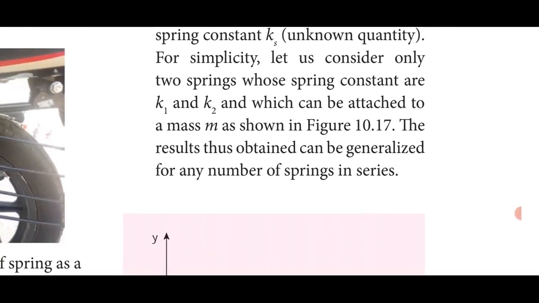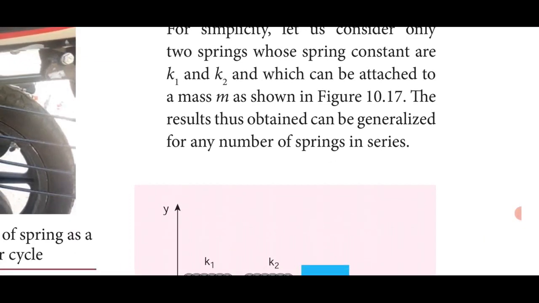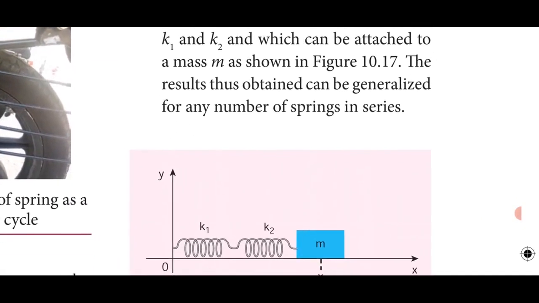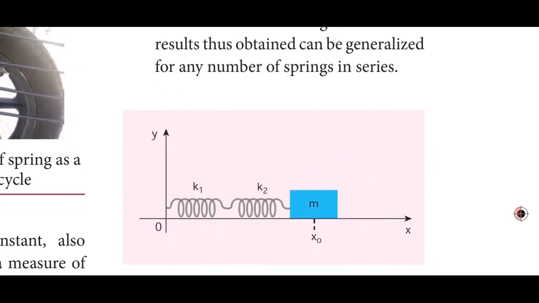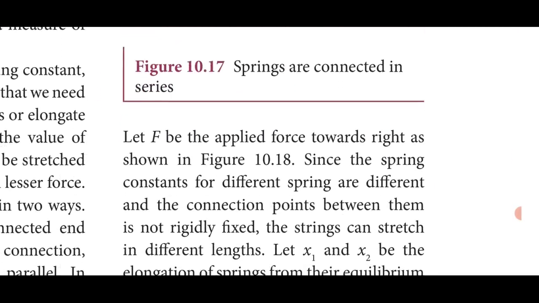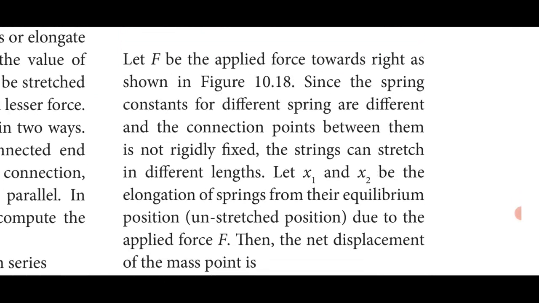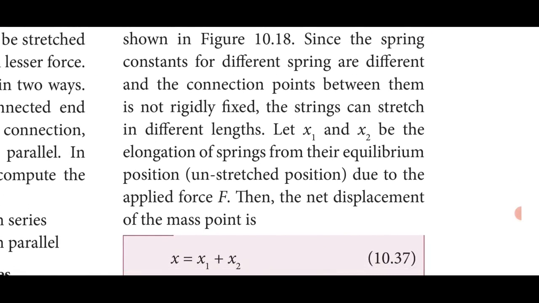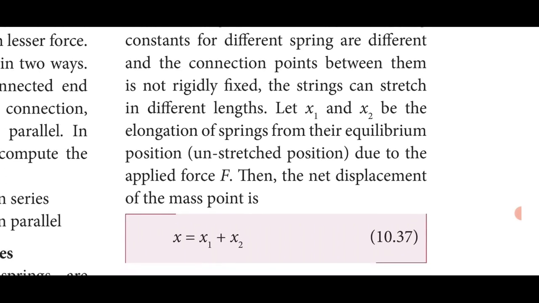For simplicity, let us consider two springs whose spring constants are K1 and K2, attached to a mass M. Now we are going to write the series combination. The force is applied towards the right. Since the spring constants of the different springs are different and the connection point between them is not rigidly fixed, the springs can stretch by different lengths. So if you apply the force, the different springs will have different stretching.